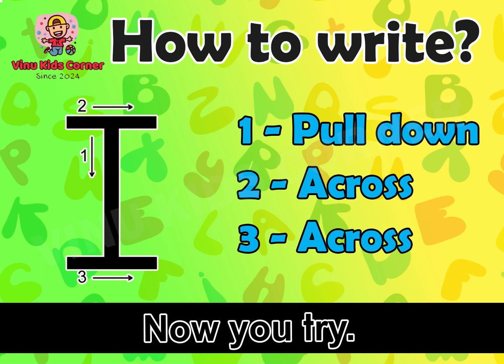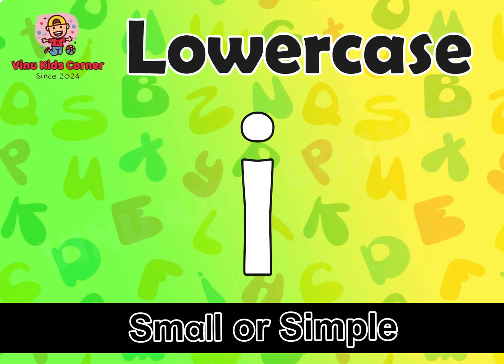Now we are going to write uppercase I. Start with the top and make a line down. Go to the top and make a line across. Then go to the bottom and make another line across. Now you try. Here is a letter I in lowercase.